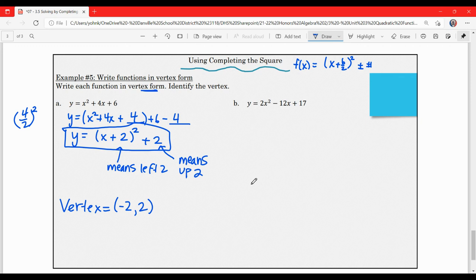A vertex is just a translation. It tells you which way you've moved and in which direction how much. So you don't have to write the translation part here. I just wanted you to see that that kind of leads to where the vertex is.